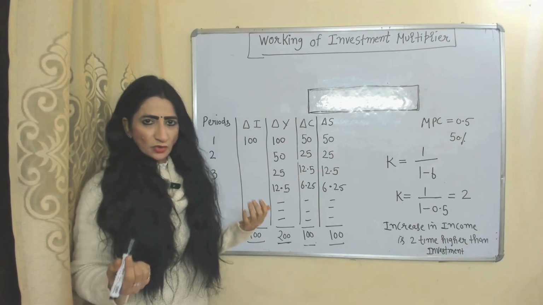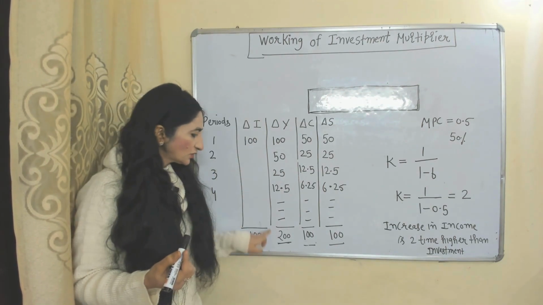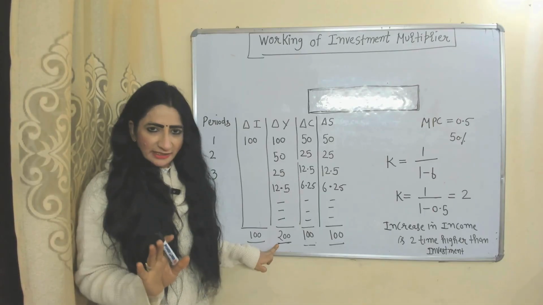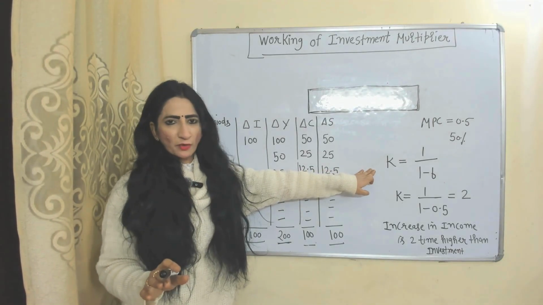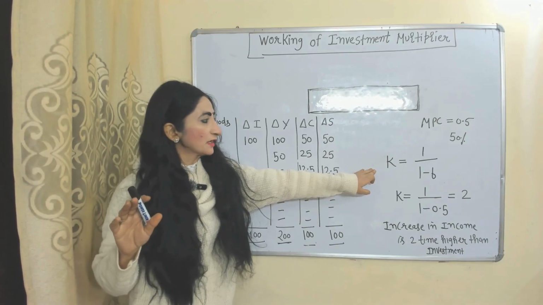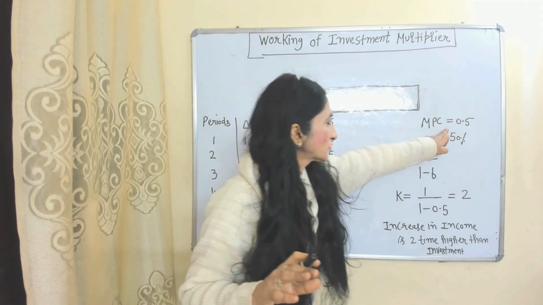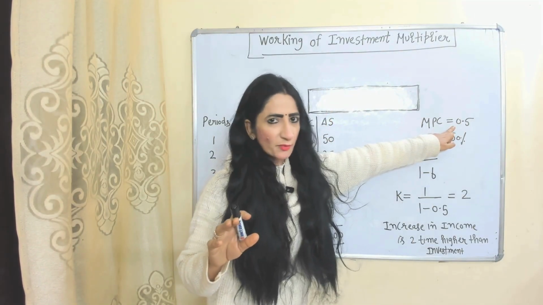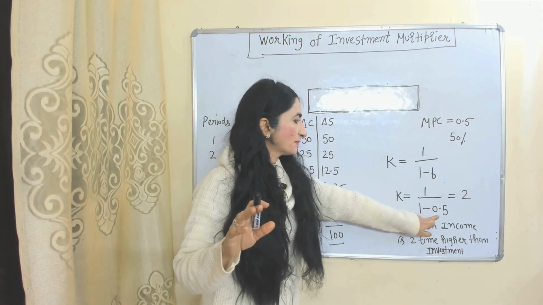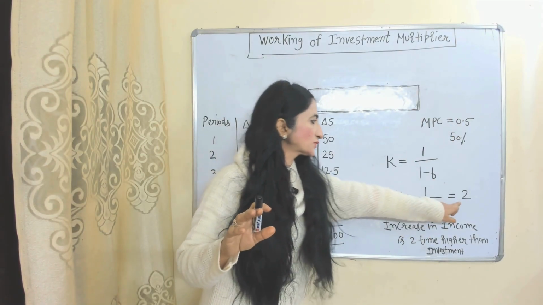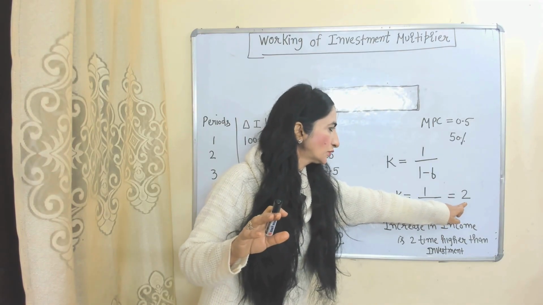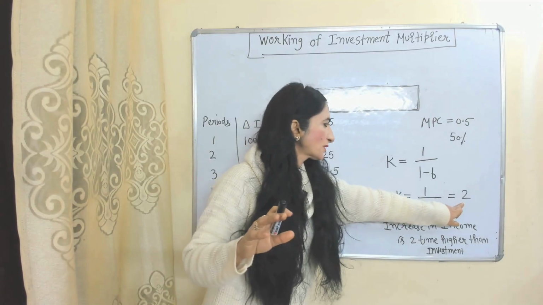How can we know this 100 investment leads to 200 total change in income? With the help of this formula which we have already derived, where B is the marginal propensity to consume. Here we assume marginal propensity to consume is 0.5. So in place of B, we will put 0.5 and solve. It will become equal to 2. 2 is the value of investment multiplier.